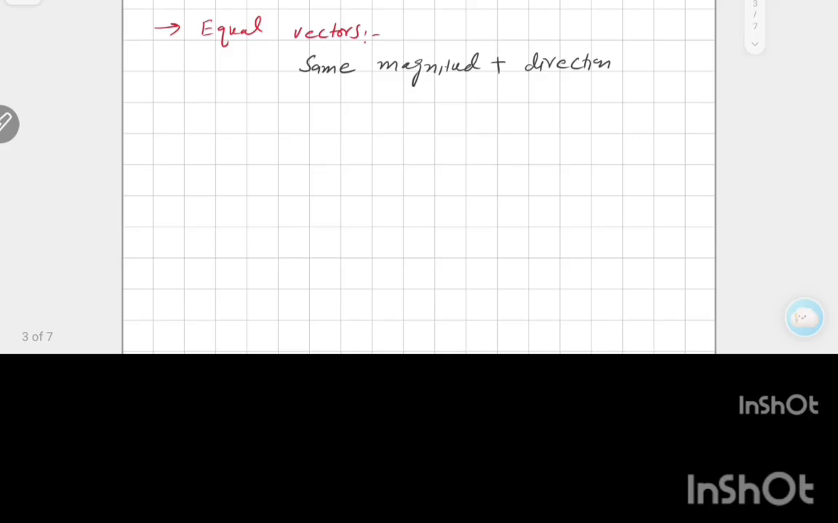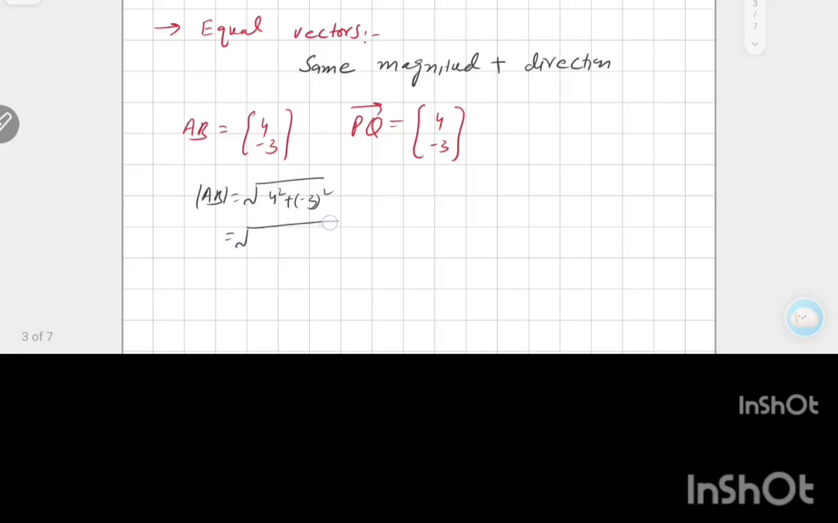Here we have a question: AB is (4, -3), and the second one, PQ, is (4, -3). The question is whether AB and PQ are the same or not. The magnitude is the square root of 4 square plus (-3) square. We get 16 plus 9, which is 25. The answer will be 5. Similarly, the second one is PQ.